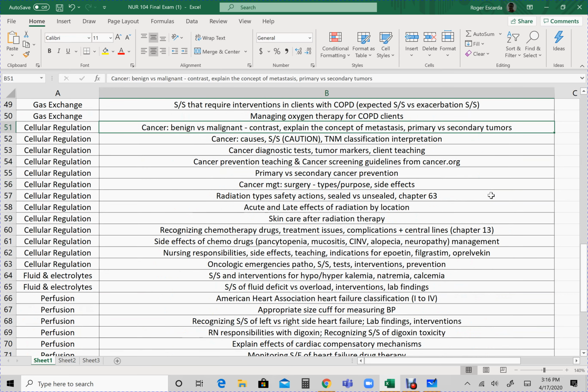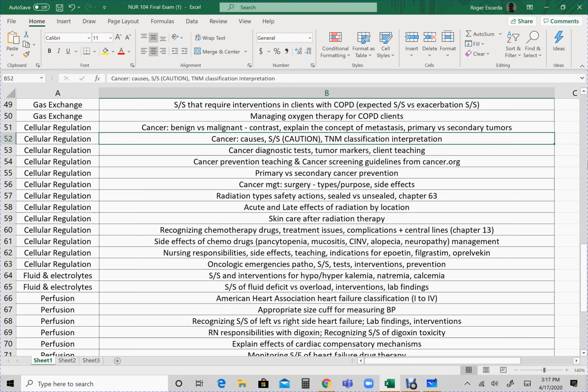Cancer now is next. So we started with chapter 21, distinguishing between benign and malignant tumors. And also make sure you understand metastasis, because it says explain the concept, so that means it could be the nurse explaining metastasis to a patient. So that would also include primary versus secondary tumors, the difference between the two.